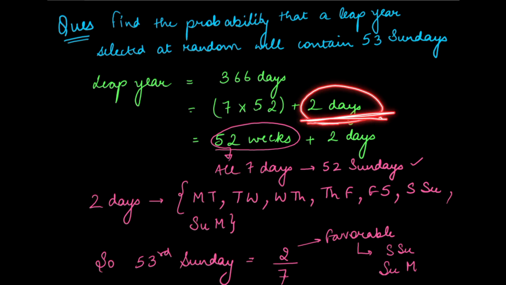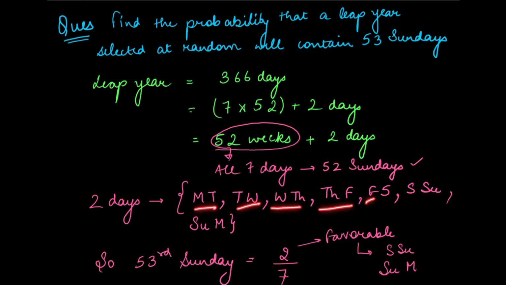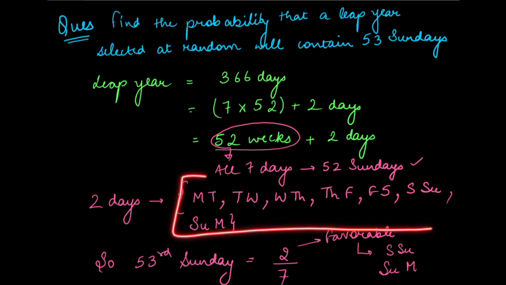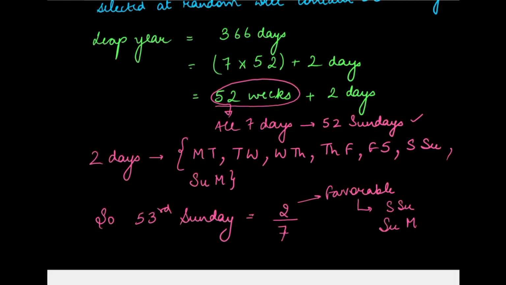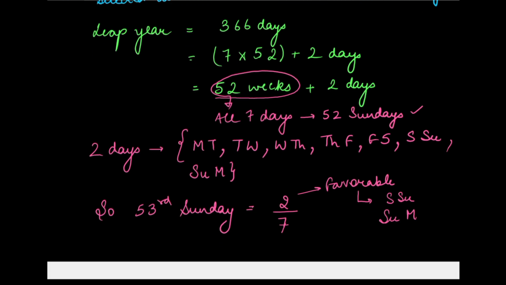Now these 2 days can be the combination of Monday-Tuesday, Tuesday-Wednesday, Wednesday-Thursday, Thursday-Friday, Friday-Saturday, Saturday-Sunday, Sunday-Monday. So in these possibilities, there are 2 times that we are getting Sundays: Saturday-Sunday and Sunday-Monday. So the number of favorable outcomes is 2 and the total number of possible outcomes is 1, 2, 3, 4, 5, 6 and 7. So the probability is 2 by 7.